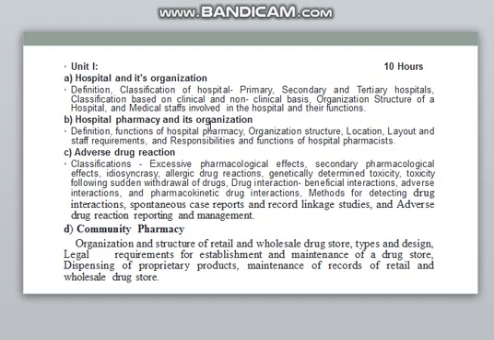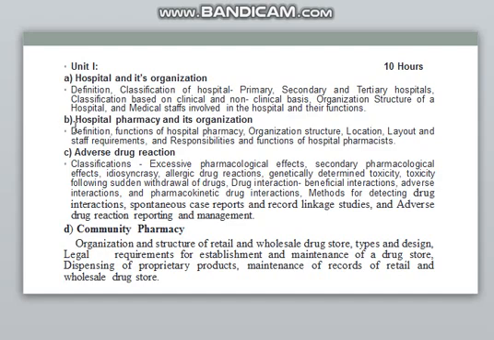What is a hospital? The classification of hospitals: how hospitals are classified according to bed size and according to the patient. Then the organizational structures: what the government bodies are, what the board of trustees is, how they work, what their functions are, and what the responsibilities and functions of the medical staff working in hospitals are.